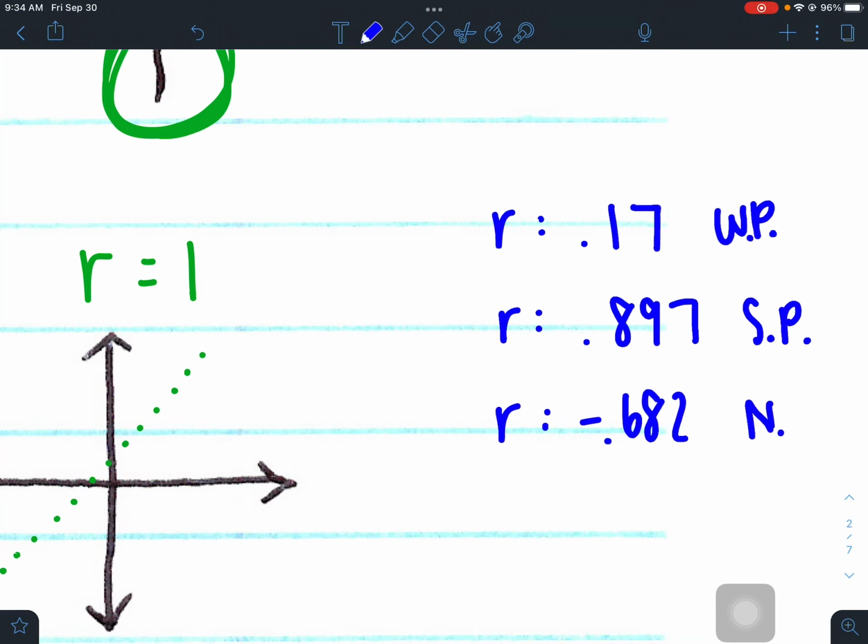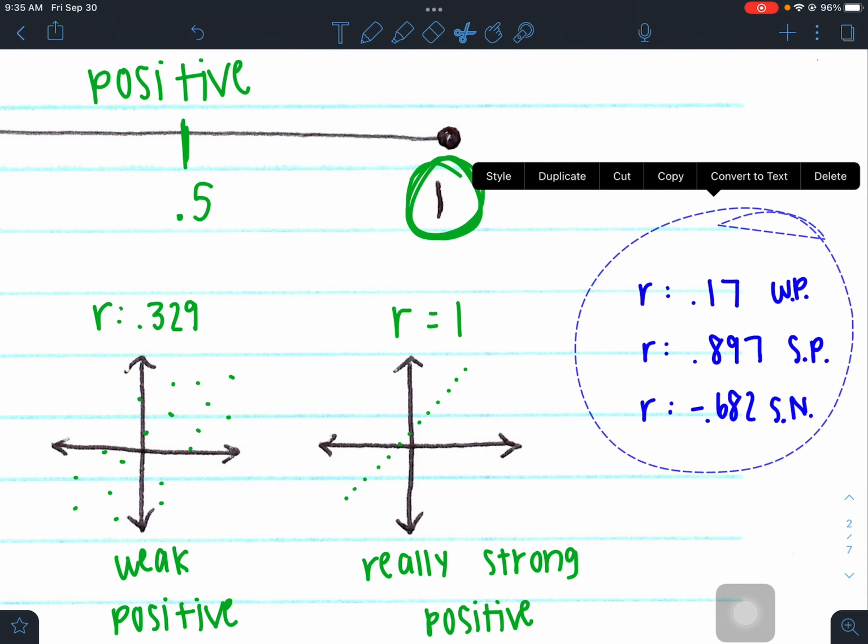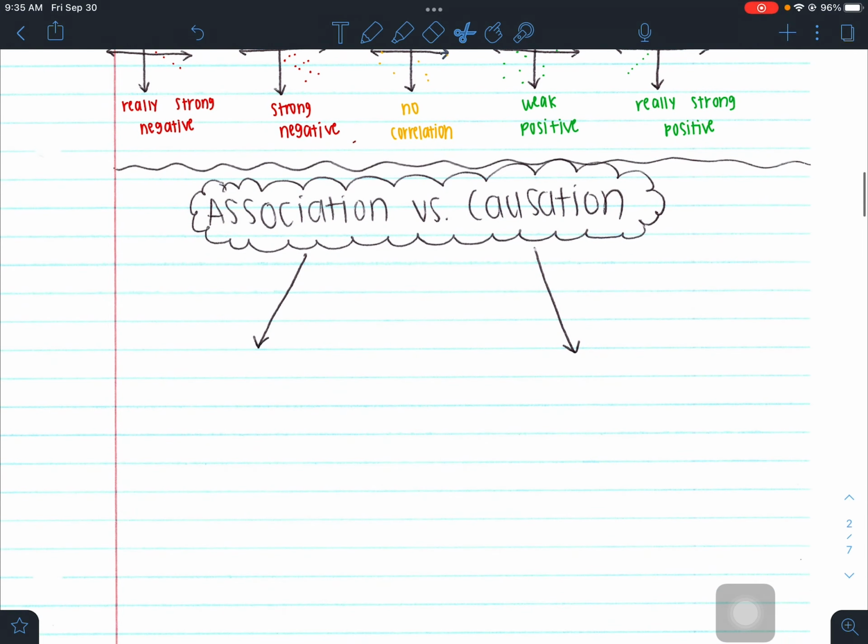So we have a negative correlation here. And then you have to figure out, is this a strong or is it a weak? Well, because it is closer to that negative 1 rather than the 0, it's considered a strong negative, or a fairly strong negative. All right, so let's go ahead and move into the section where we talk about association and causation for a little bit.